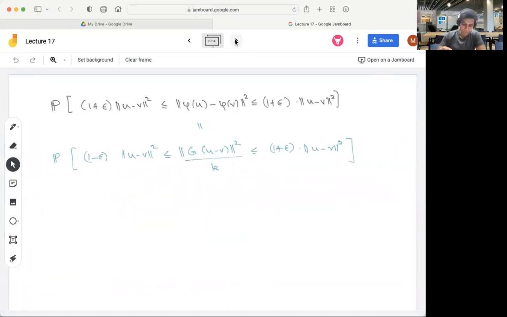Let's continue. Now I've narrowed down my goal to arguing about one fixed pair of points u and v. Arbitrary, but fixed for the rest of the argument.